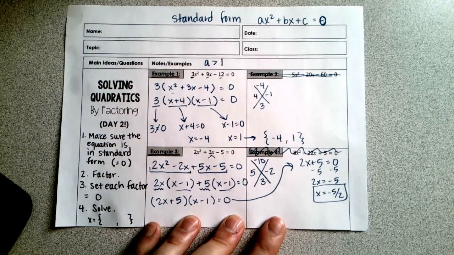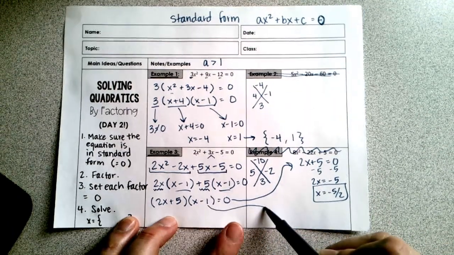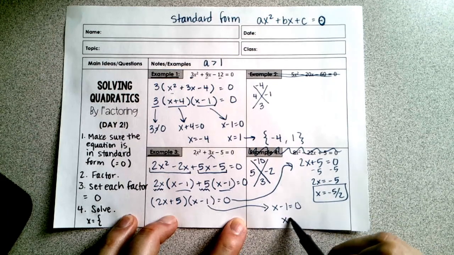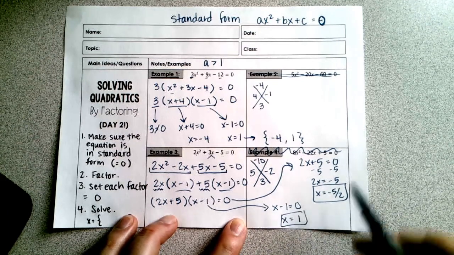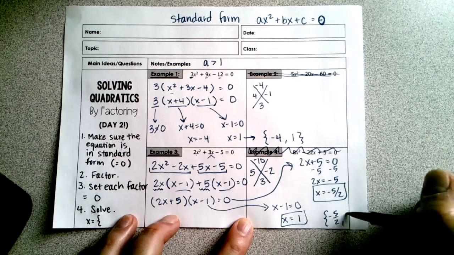And you're going to notice in today's homework that you are going to get fractions for your answer. And then our other answer comes from our other factor. If we have x minus 1 equals 0, when we solve that, we get x equals 1. So our 2 solutions are negative 5 halves, comma, 1.